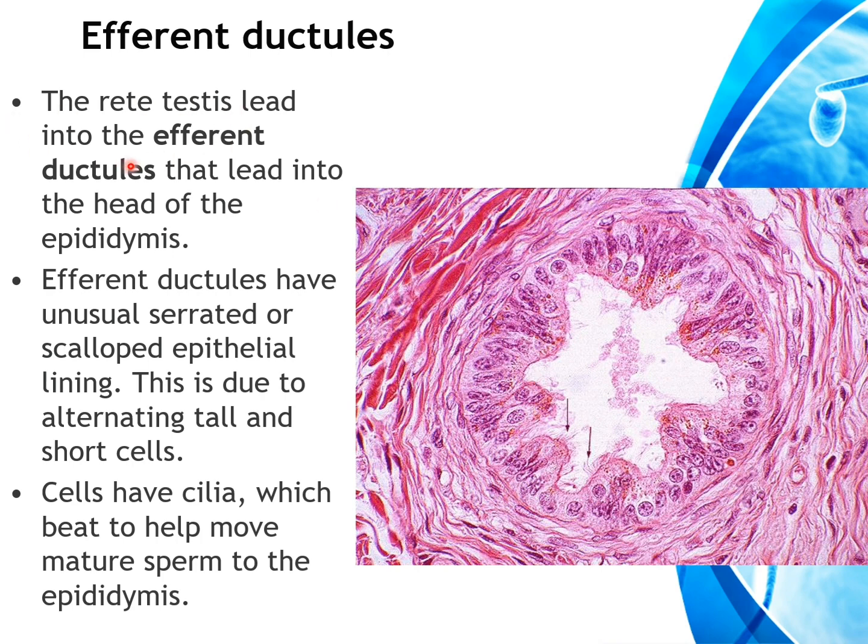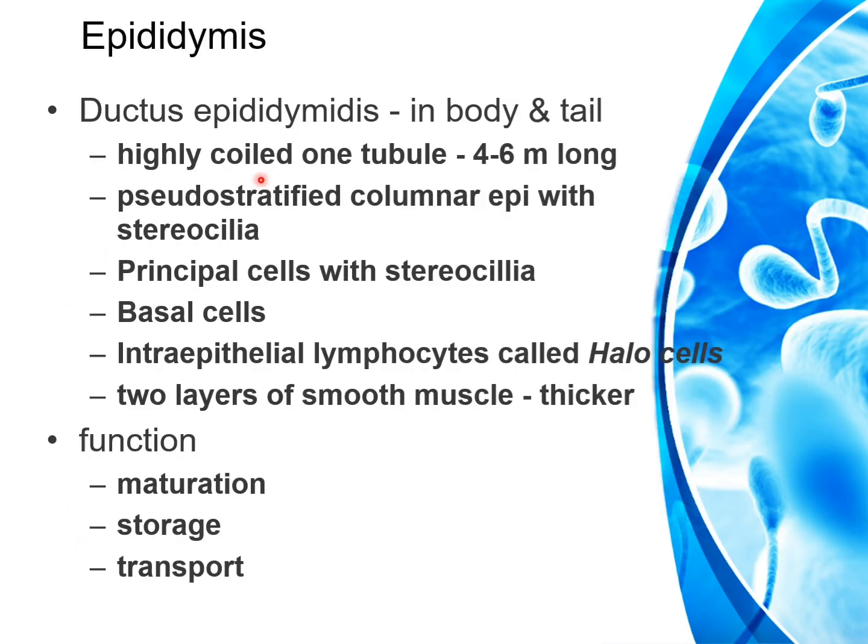Efferent ductules, another similar diagram. The rete testis leads into the efferent ductule, which leads into the head of the epididymis. When these efferent ductules enter the head of the epididymis, they show convolutions and form the coni vasculosi, through which they enter the base of the head of the epididymis. They have a scalloped or serrated appearance here, with cells having cilia which beat to help move mature sperm to the epididymis.